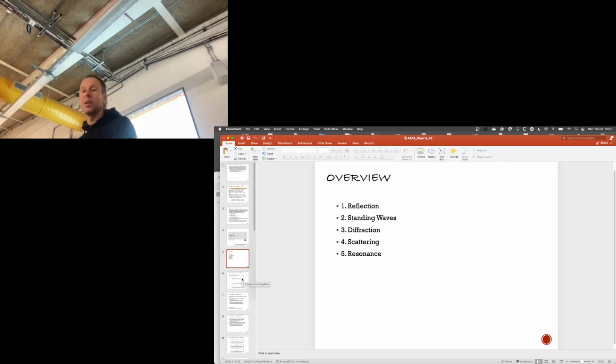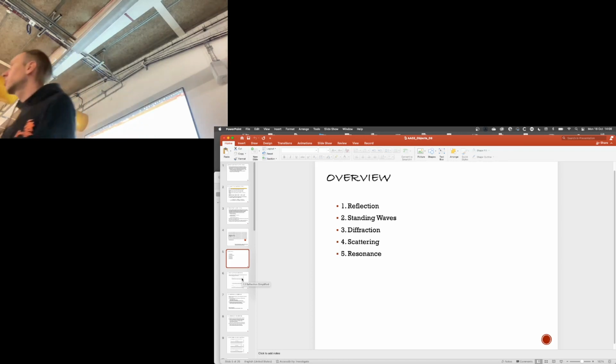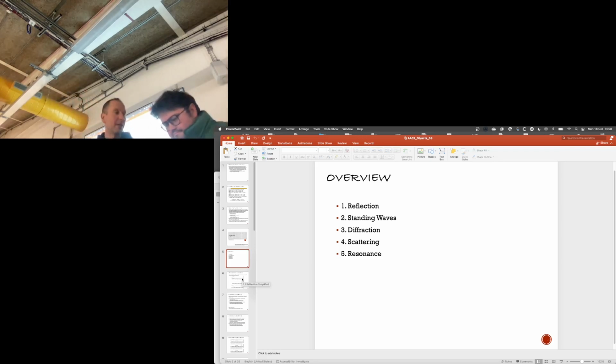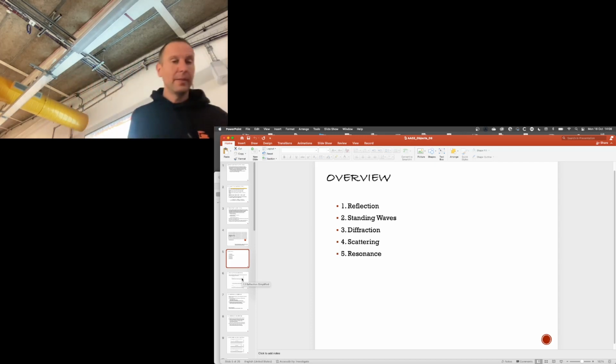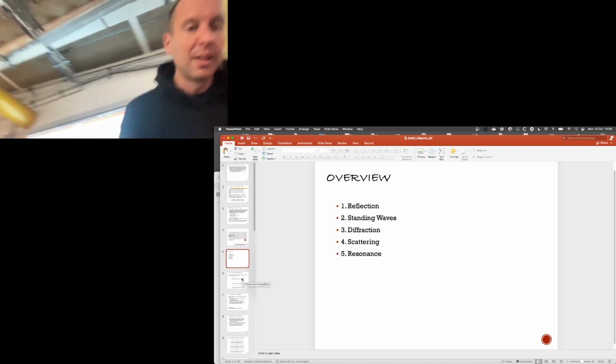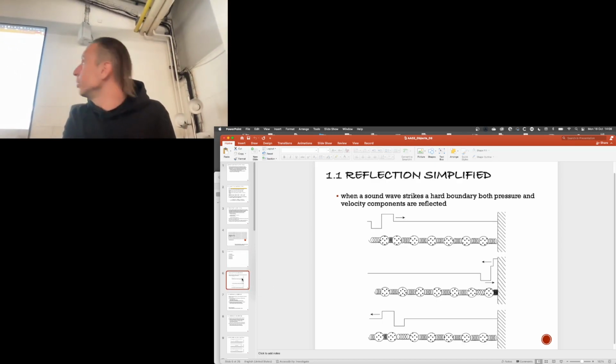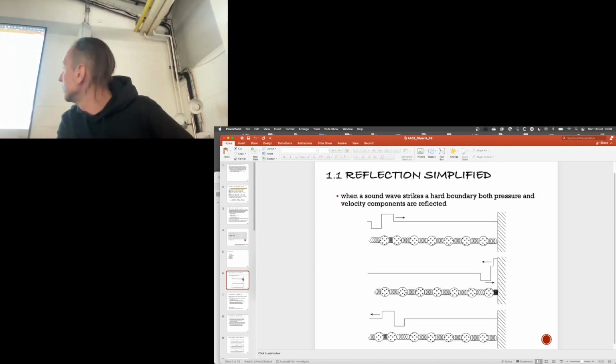That's why you will find that certain speaker manufacturers make rounded corners to the speakers. Because if you have a hard edge at the speaker box, you will get anomalies, more so than if you have a rounded edge. So we'll discuss briefly how objects affect sound.